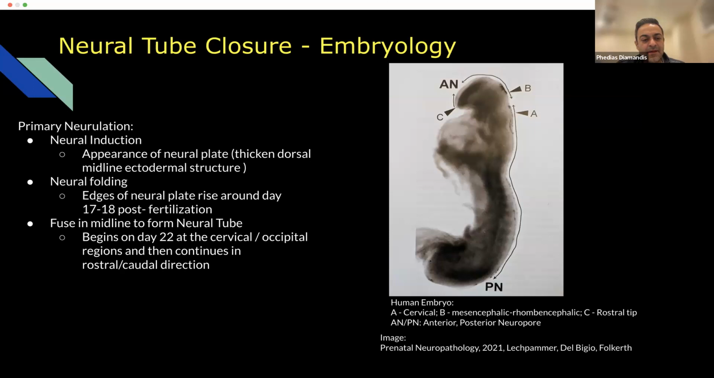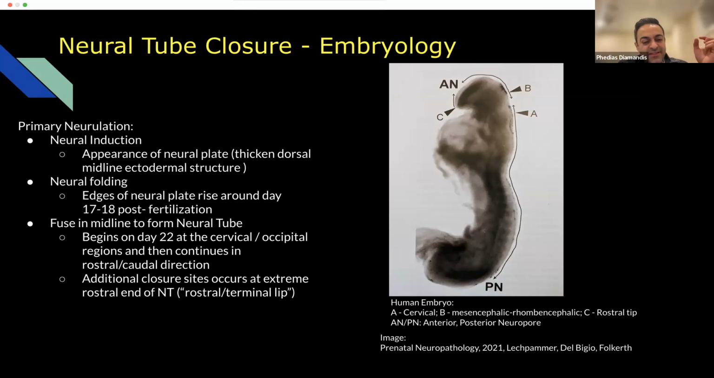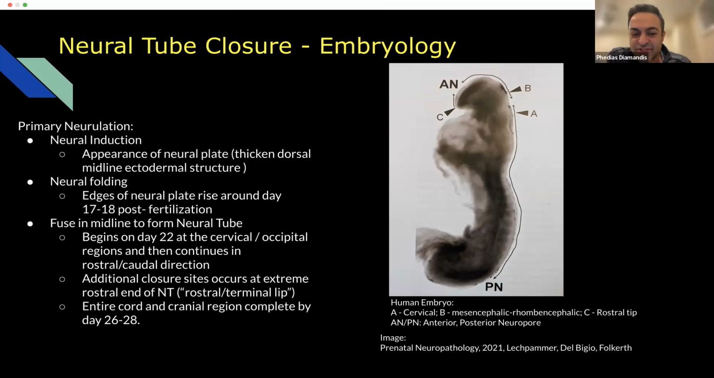Basically, the fusion begins day 22 in the cervical occipital region, and then continues rostrally to form the brain, and then caudally to form the spinal cord. And basically, as you mentioned, there's additional closure sites in the rostral terminal end of the anterior neural pore. The whole process is done by day 26 to 28. So within the first 4 weeks of life, your neural tube is pretty much set in stone.